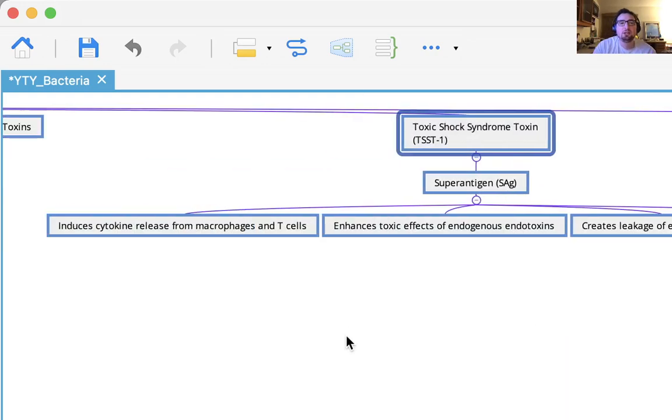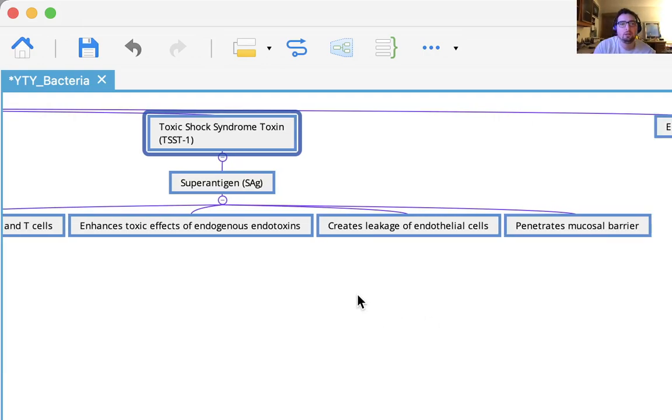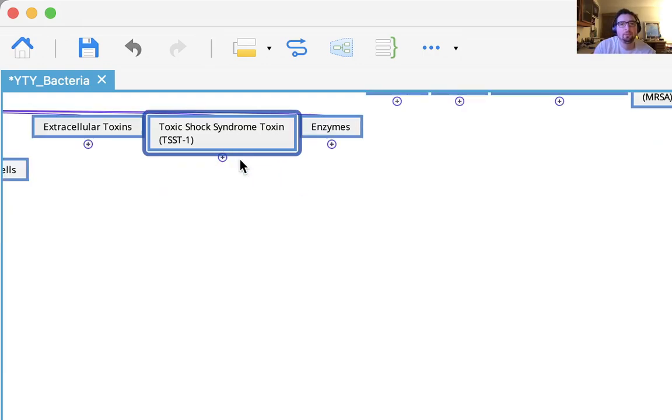Next, we have toxic shock syndrome toxin, which we kind of mentioned earlier, but didn't really go into. But here we go. We're going to go into it now. It's a super antigen. That's very key to know. It induces cytokine release from macrophages and T cells. That's very key. It can actually create a cytokine storm, which we'll talk about later. It also helps to enhance the toxic effects of endogenous endotoxins. It creates leakage in endothelial cells, and it helps to penetrate the mucosal barrier, so it helps with furthering the infection. But really, when you hear toxic shock syndrome toxin, think super antigen and think, this is going to cause a cytokine storm.